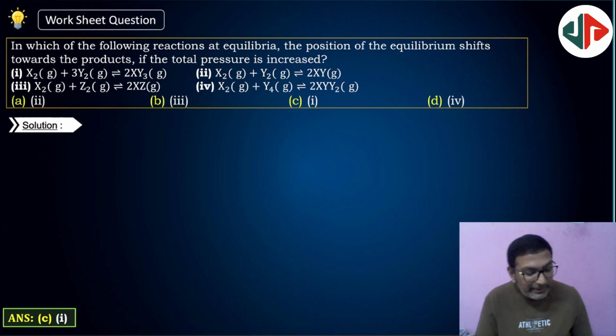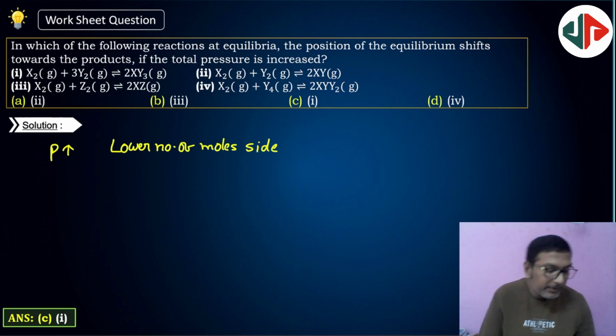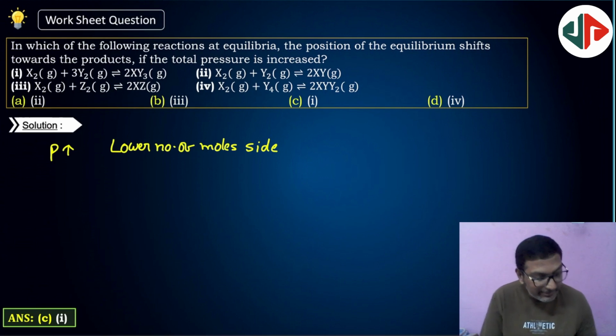Which of the following reactions at equilibrium shifts the position of equilibrium towards products if pressure is increased? That means if pressure increases, equilibrium moves towards the lower number of moles side.